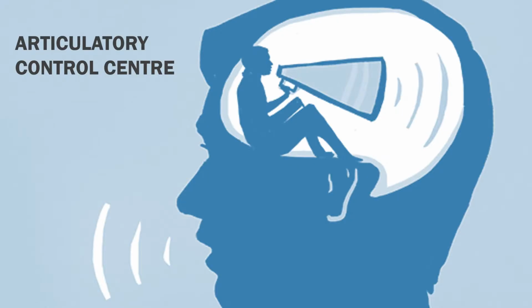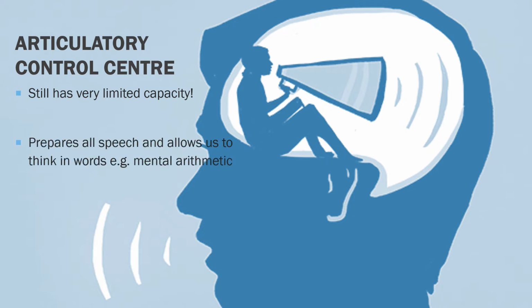The other part of the phonological loop is the articulatory control centre. This again has very limited capacity, got a bit of a theme going on here, but it prepares all speech and allows us to think in words, for example mental arithmetic. So in your head you say the number 2 when you see it. You don't see the outline of the number, and that is your articulatory control centre forming speech and allowing you to think properly. So it is your inner voice.